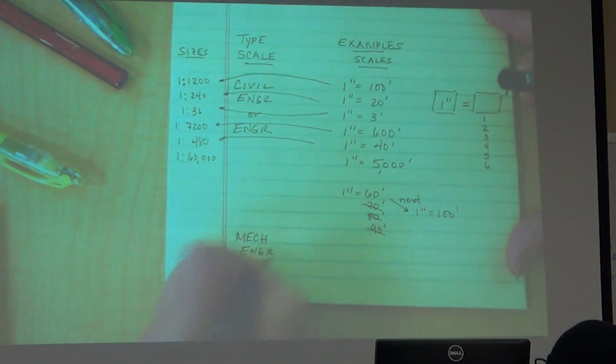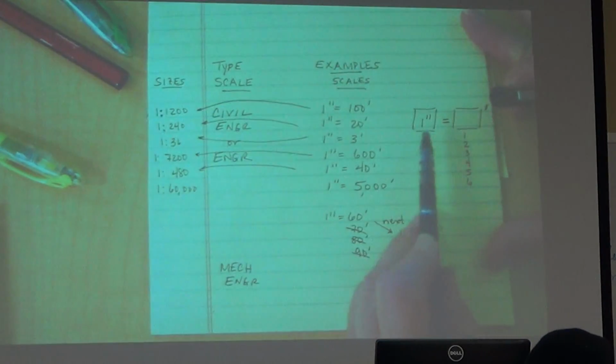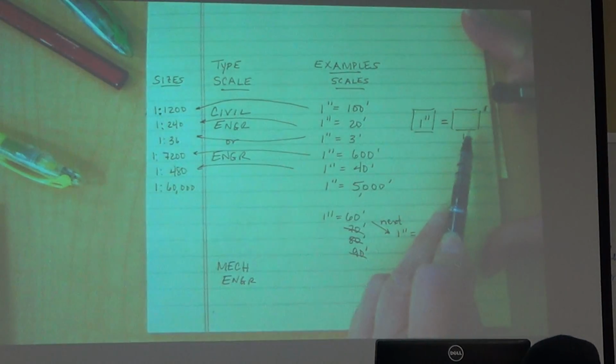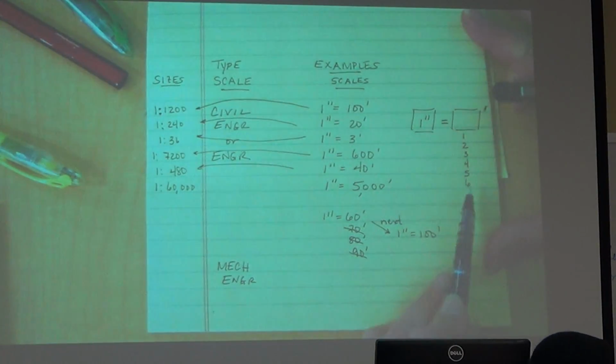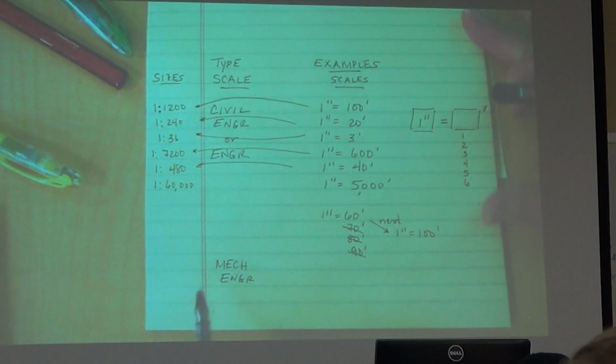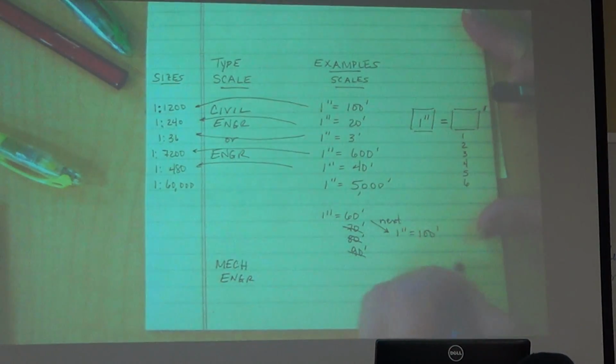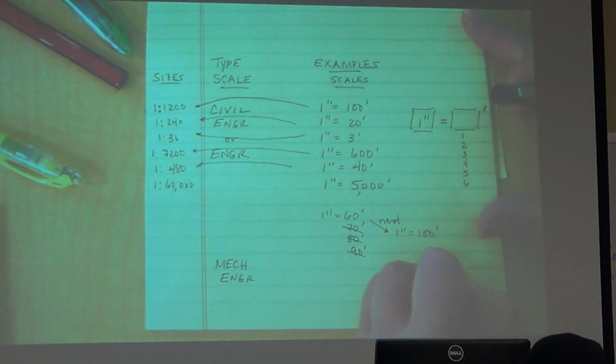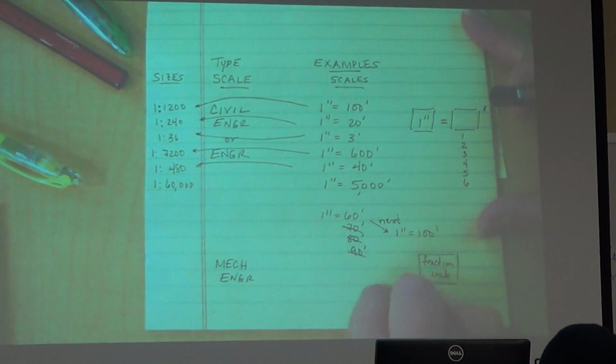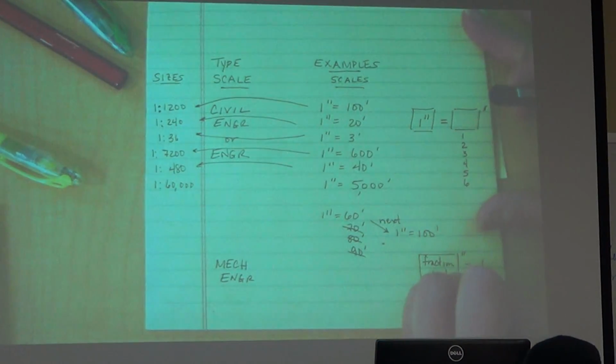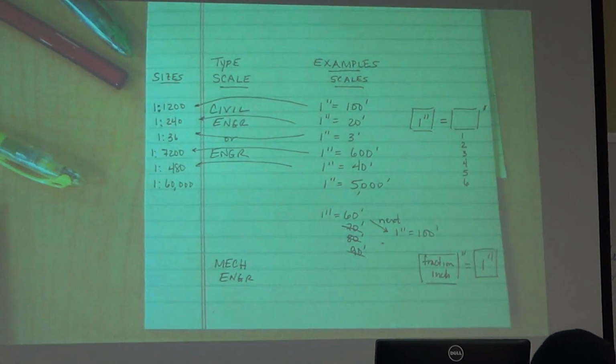Mechanical engineering scale. On the civil engineering scale, on the left was 1 inch and on the right was so many feet, and we knew that it had to be a 1 to 6. The mechanical engineering scale, on the left is a fraction of an inch, and on the right is 1 inch. So give me an example of a scale that has a fraction of an inch on the left and an inch on the right.